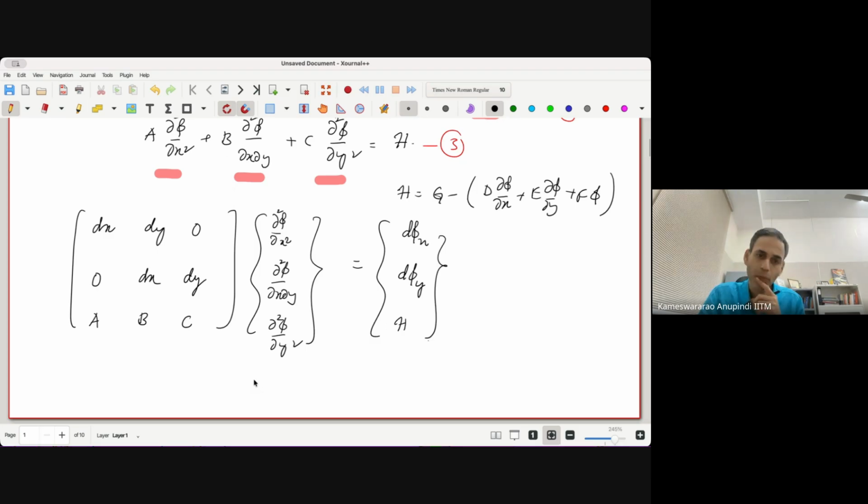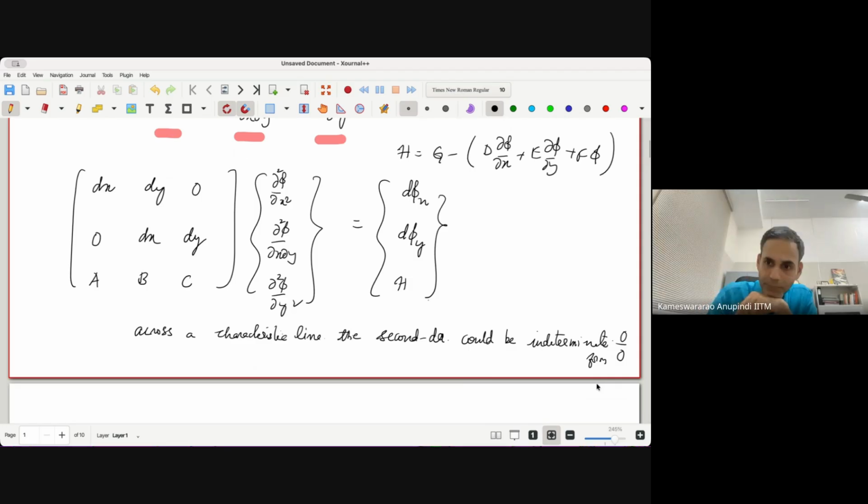Now we have said that, essentially, across a characteristic line, the second derivatives could be indeterminate. Okay, so what does indeterminate form mean? It is a 0 by 0 form, right? So I can now calculate.